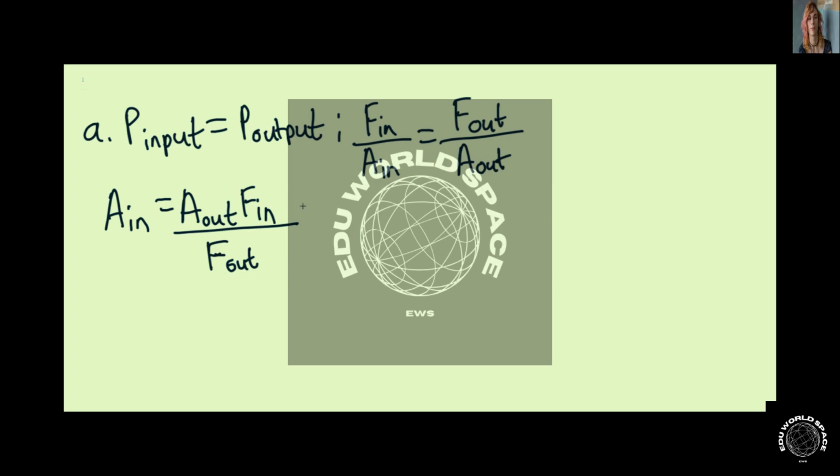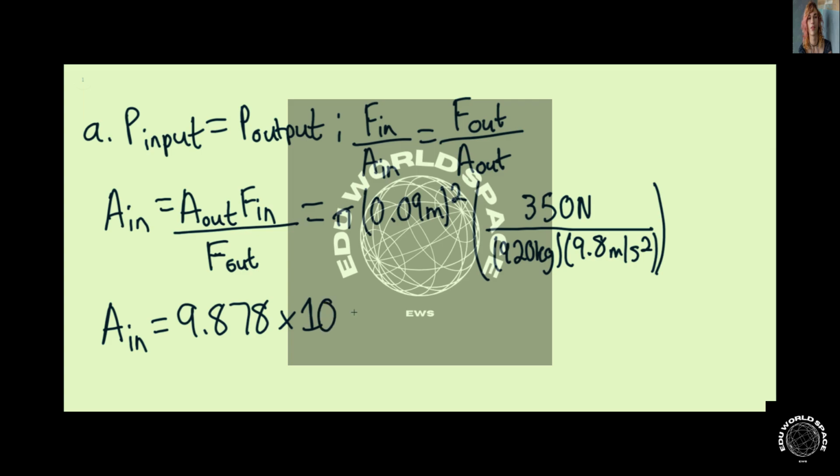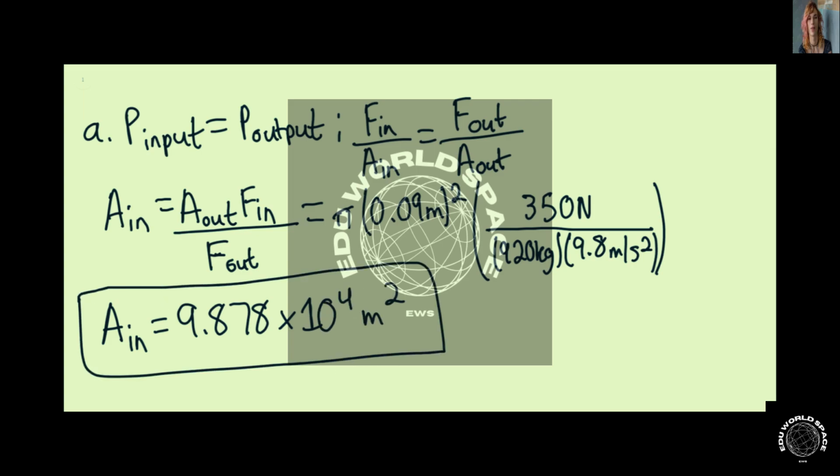And we can solve. So this will be equal to pi times 0.09 meters squared times 920 kilograms times 9.8 meters per second squared. And then the force of the input would be only 350 newtons. And so the cross-sectional area of the input would be 9.878 times 10 to the fourth meters squared. So that would be your answer for part A.